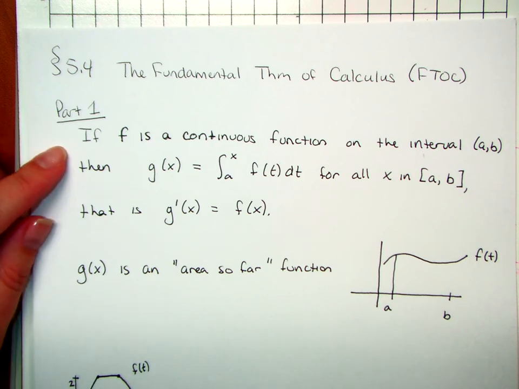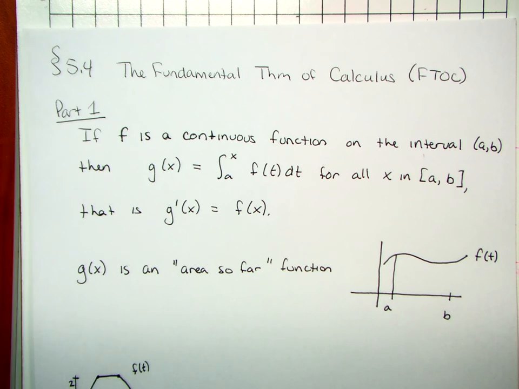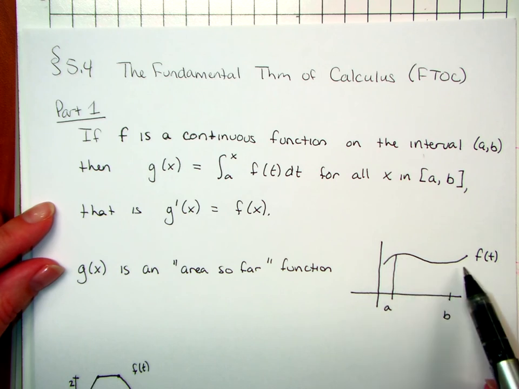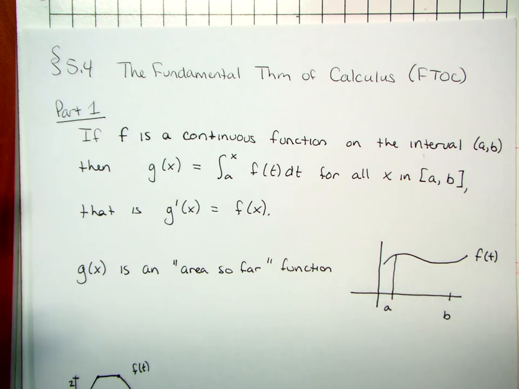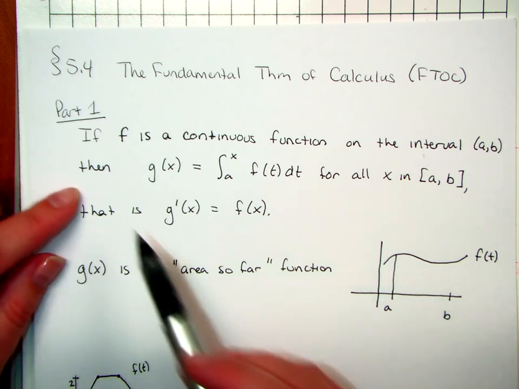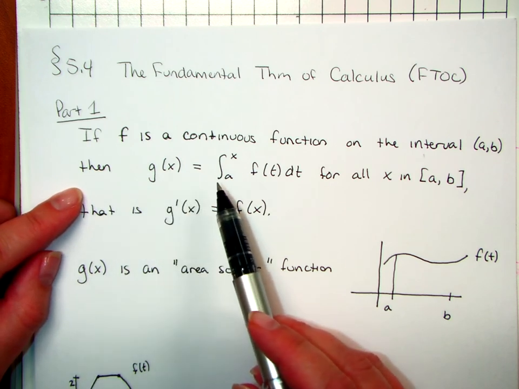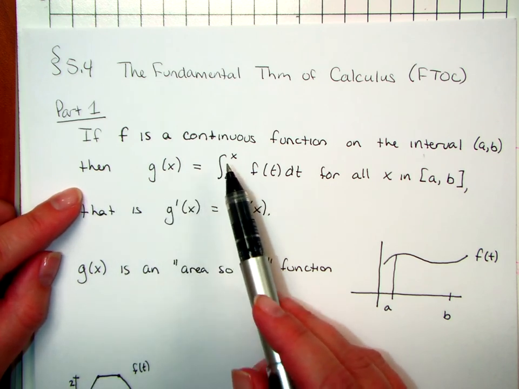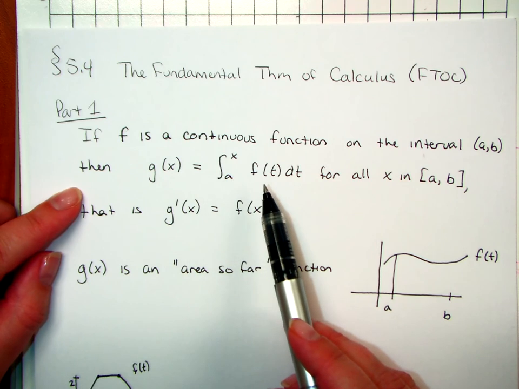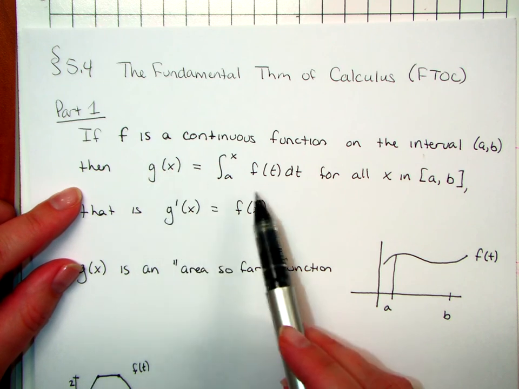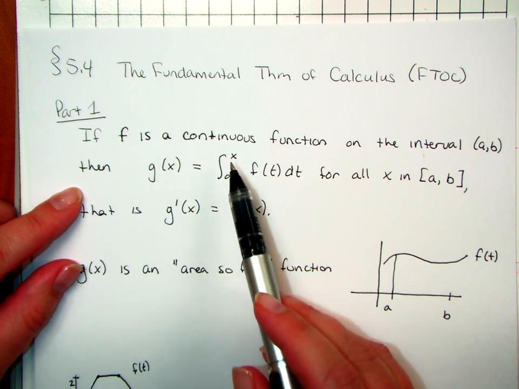So part 1 says if f is a continuous function on the interval a to b. Right, so here is a continuous function. No holes, no asymptotes, no jumps. Then g of x is defined to be the integral from a to x of this f function. So g of x is defined to be the area under the curve of f from a to x.